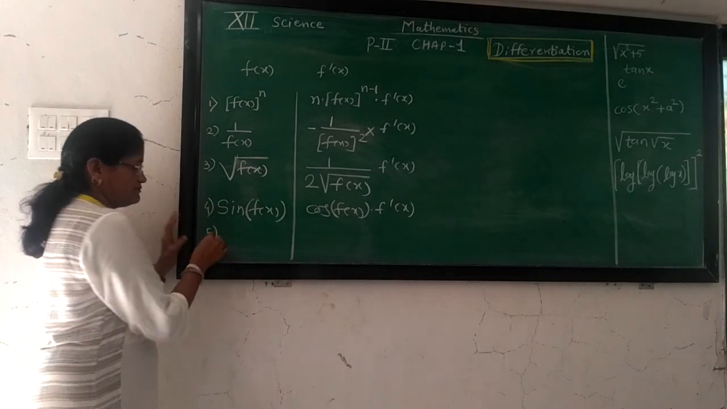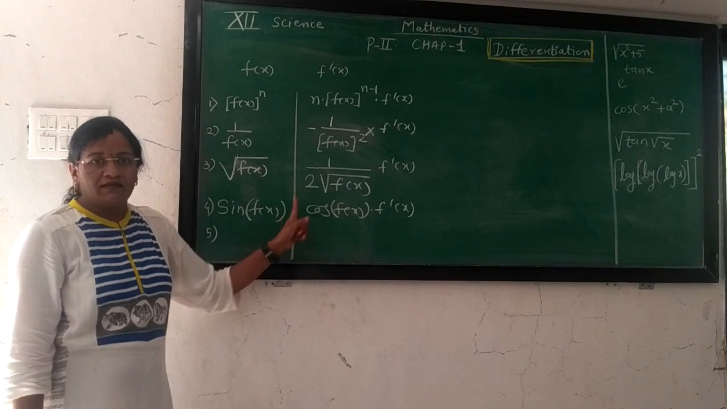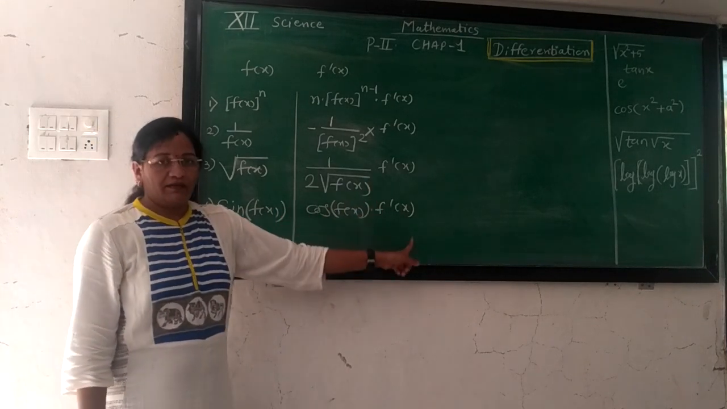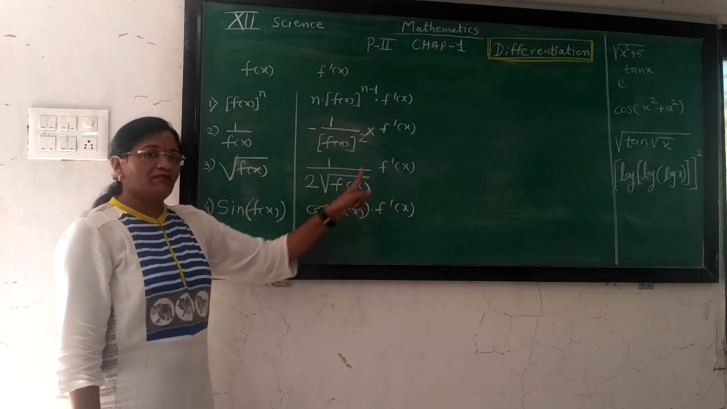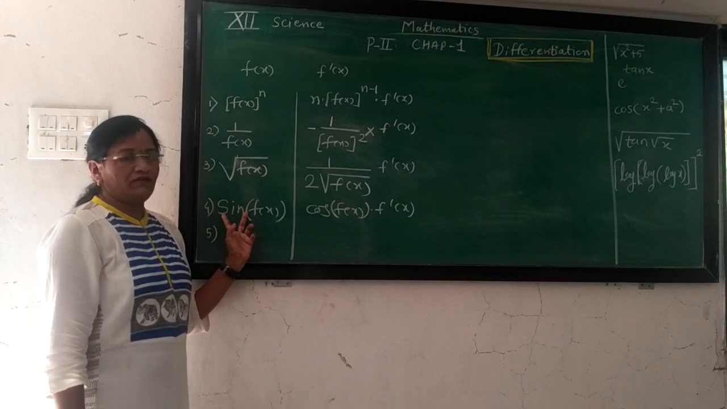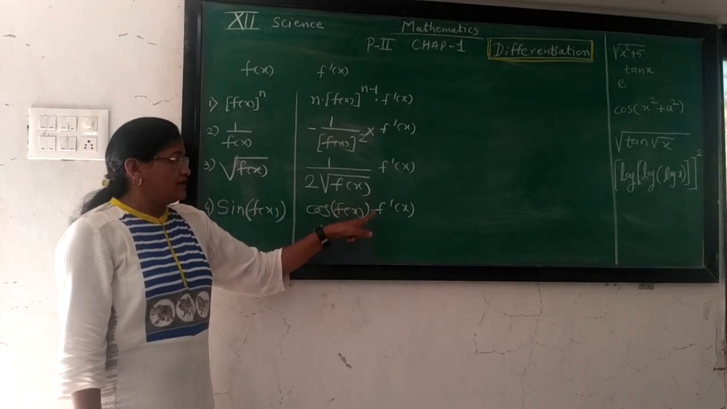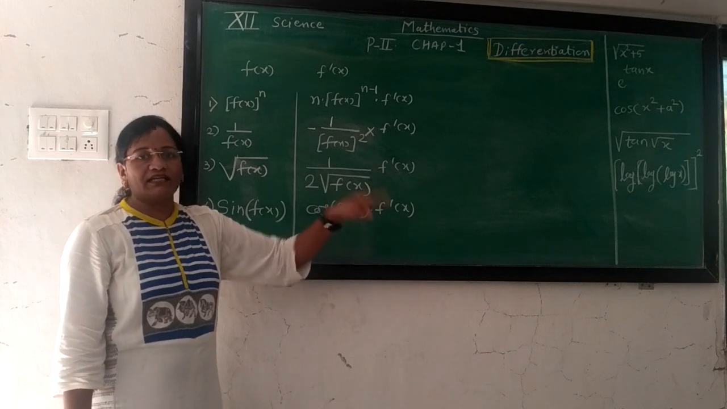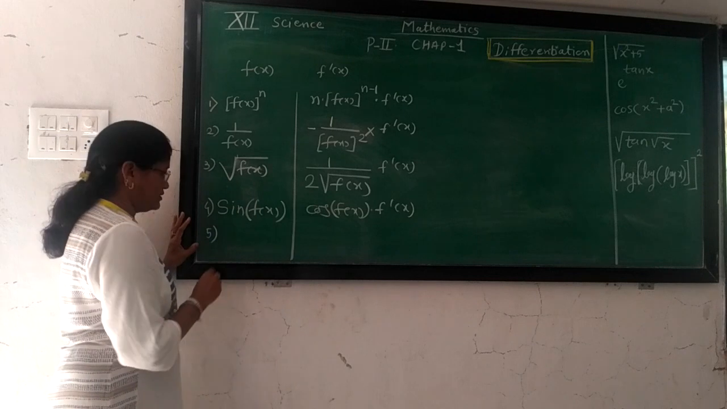Next, proceeding in this way, we take only the results orally. The derivative of cos of f(x) is minus sin f(x) times f'(x). The derivative of tan f(x) is sec square f(x) multiplied by f'(x). The derivative of cot of f(x) is minus cosec square f(x) into f'(x). That means every time we multiply by f'(x), taking the previous results.